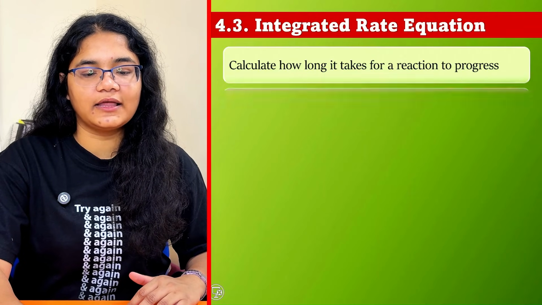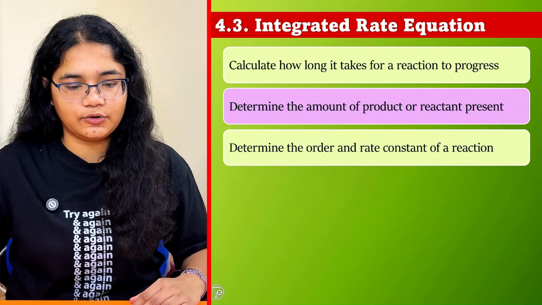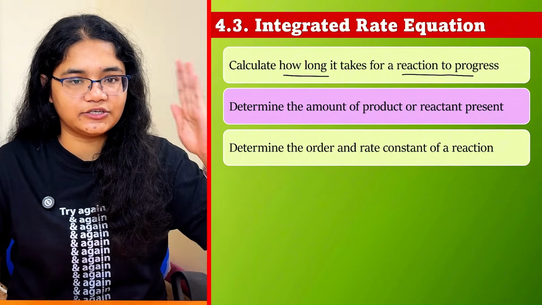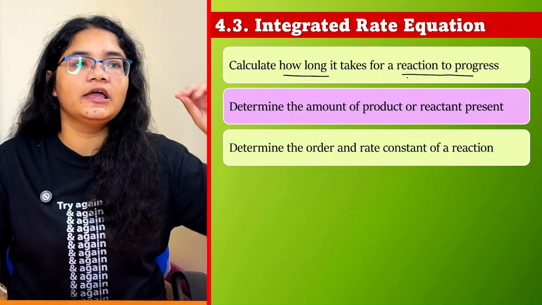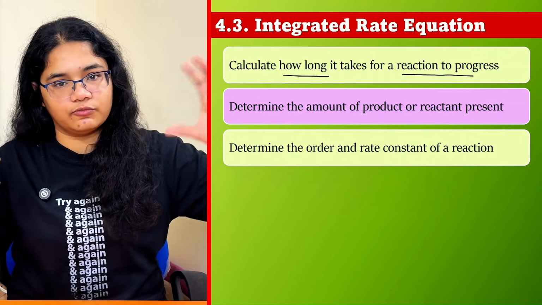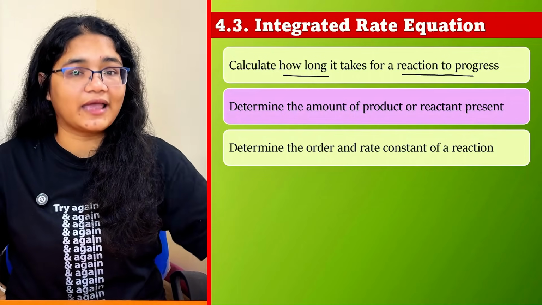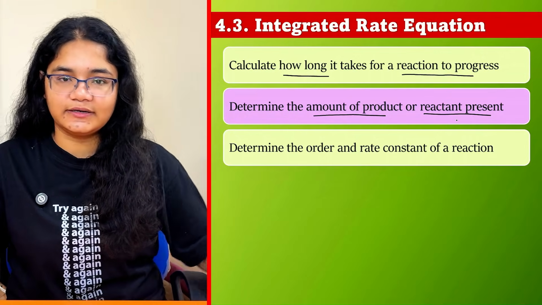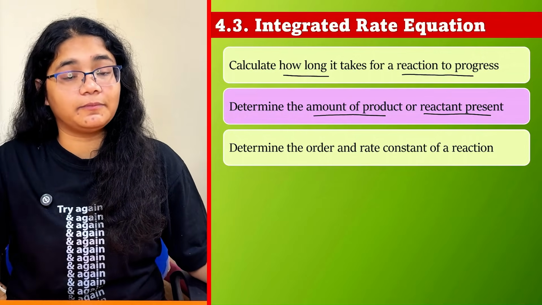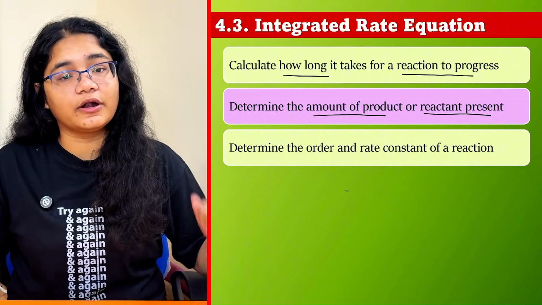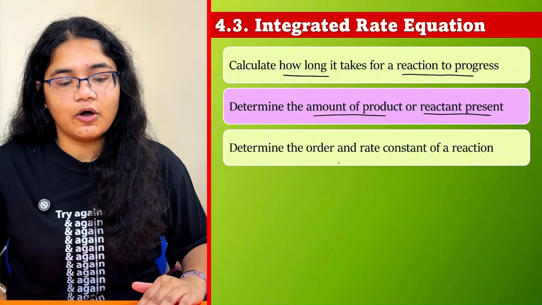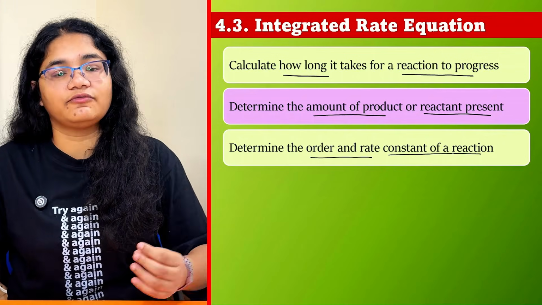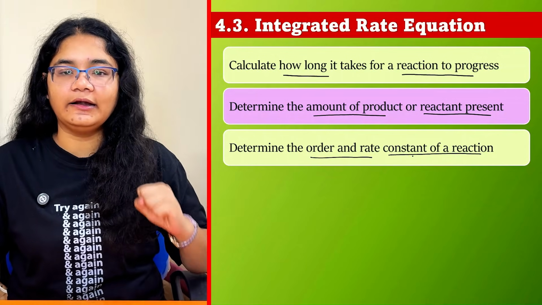Now let's talk about the applications of this integrated rate law. As I told you, to calculate how long it takes for a reaction to progress. So suppose you know the initial concentration and you know the final concentration. For example, you started with 50 moles and you want to stop at 4 moles. For that, how much time will be required, if you want to calculate that? Or if you want to determine the amount of the product or reactant present after a certain time interval. After 30 minutes, how much reactant will be present, how much product will be produced, that you want to calculate. Or simply to determine the order and rate constant of a reaction. To find out the rate constant of a reaction also, we can use the integrated rate equation.